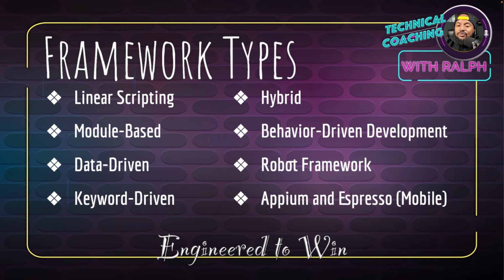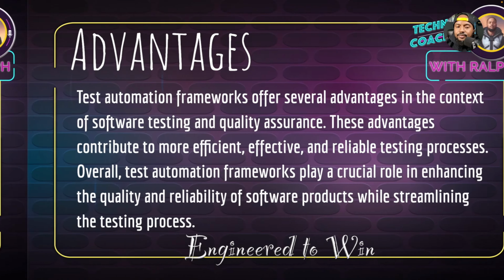And then the Robot Framework, that one is for automating desktop applications, and then we have Appium and Espresso, which are used to automate mobile testing, mobile devices, and things like that. Which I think all three of those are very handy in your journey as a QA engineer.